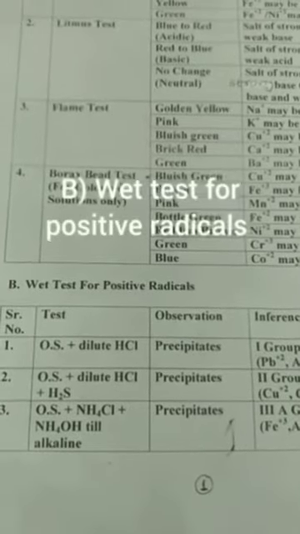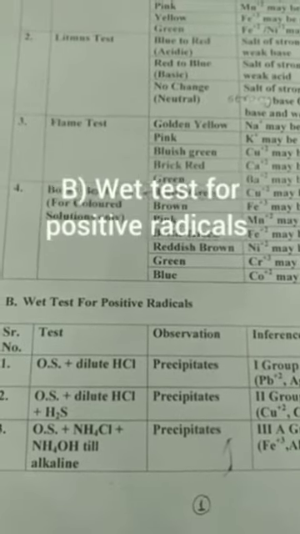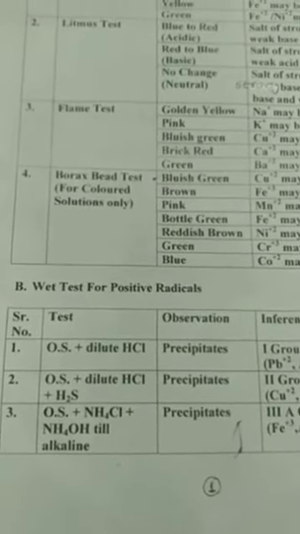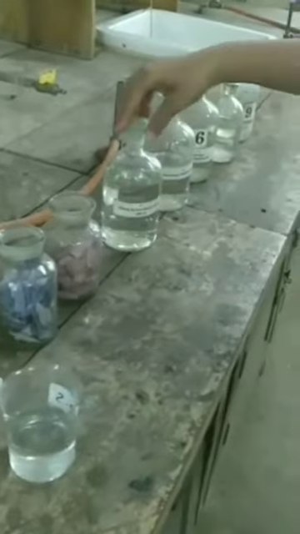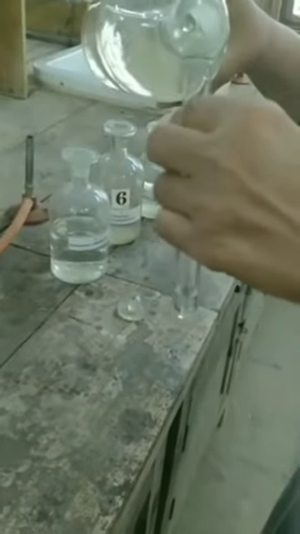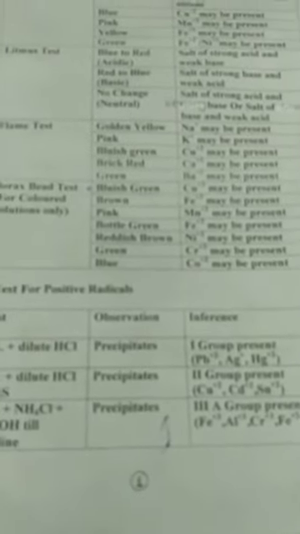Now the B test, that is wet test for the positive radical. In that we will do the first test. For this we will take OS in a test tube. Then we will add dilute HCl. You can see there are no precipitates. So in the observation you will write no precipitates, group 1 absent.